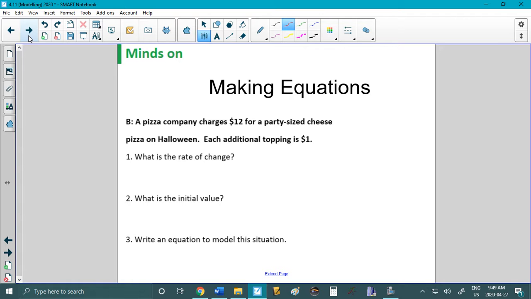Next one, I would like you to try this one. Okay, so pause it, try the question, and then unpause. All right, hopefully you did it. If you didn't, this is your last chance because I'm going to go through it. The rate of change is $1 per topping. The initial value, it costs $12 just for a regular old pizza. For an equation, it's cost again, so C equals 1. Let's do T for toppings, or N for number of toppings, plus the 12.